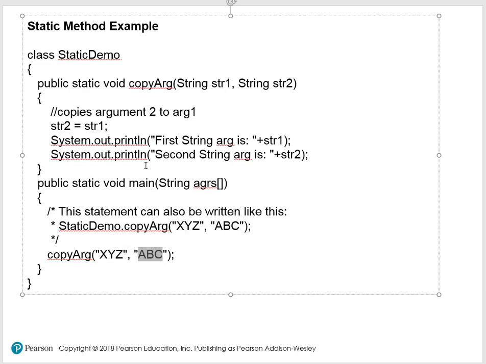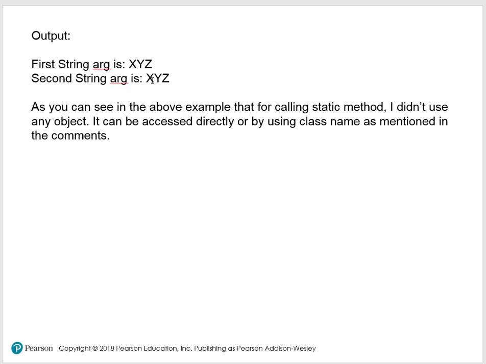XYZ, ABC. No, you did. But you remember now, string 1, which is XYZ, is going to be assigned to string 2. So string 2 now is the same copy as string 1. So the output is both the same because you just copy from one to another. As you can see from the above example, that is a static method. I didn't use any objects. It can be accessed directly by using the class name, as mentioned in the comment, which I just did.